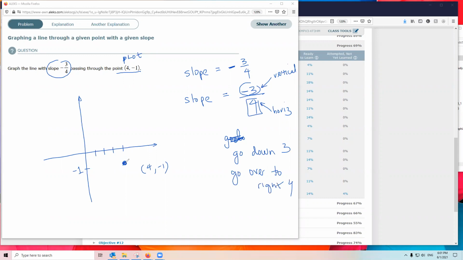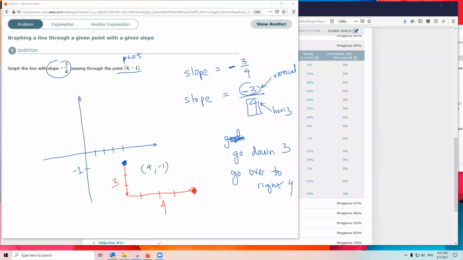All right, so I'm going to do that for our point here. I'm going to go down 3 units. 1, 2, 3. So I just went down 3. Now I'm going to go over to the right 4. 1, 2, 3, 4 units right there. And I'm going to put a second dot.